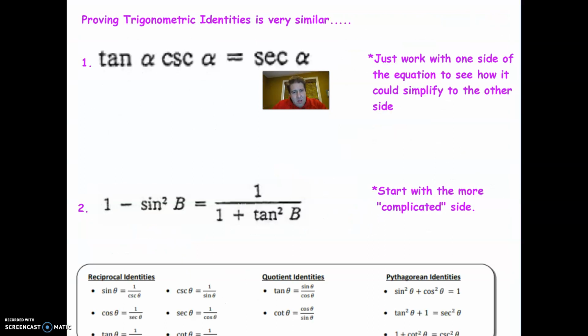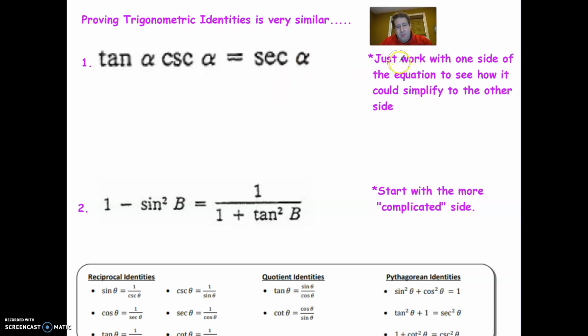Okay, so verifying. This is basically the same thing as I've been doing in the last couple of videos. The only difference is we're given an equation now, not an expression, so we're trying to prove that this and this are equal to each other. The best way of doing it, though not the only way, is probably to pick the side that's easier and leave it alone, and try to make the other side look like it. So tangent of alpha times cosecant of alpha.